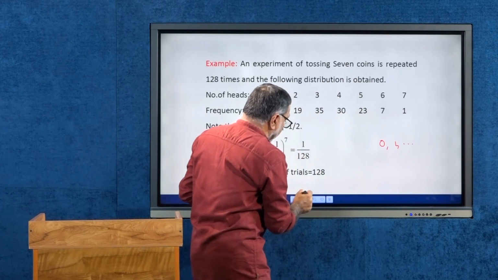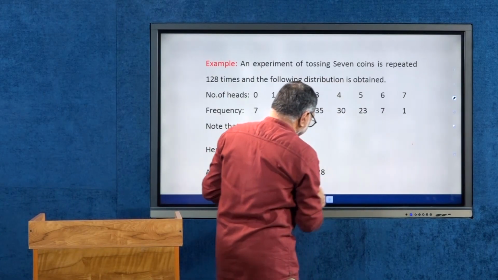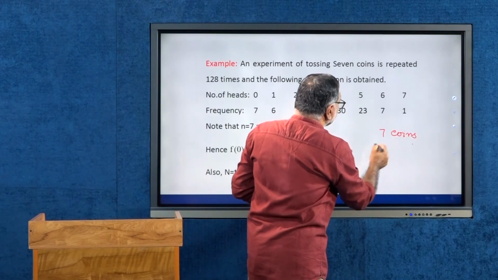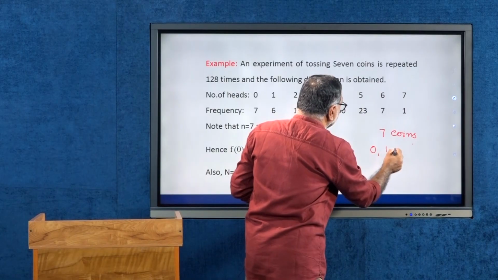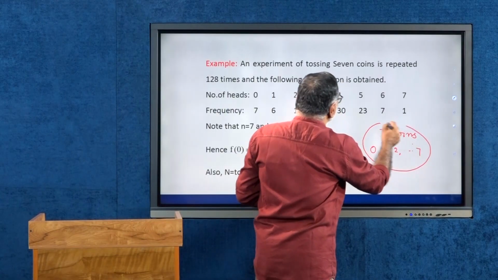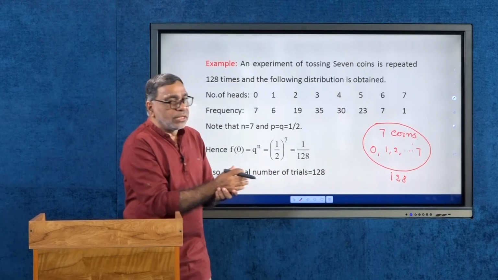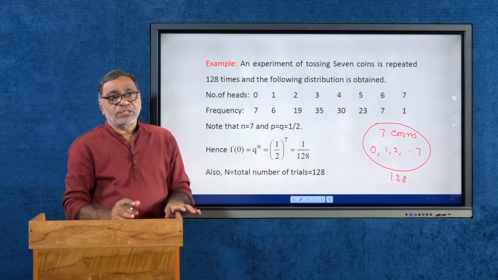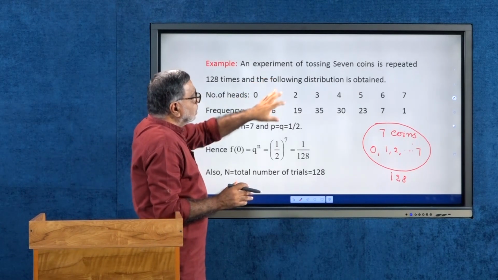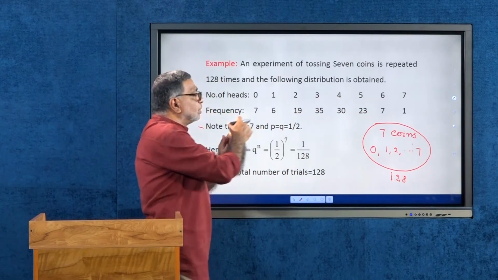Seven coins are tossed here, so there may be 0 heads, 1 head, 2 heads, etc., up to 7 heads, and this experiment is repeated 128 times. Out of these 128 experiments, you classify the experiments in which there are 0 heads, 1 head, 2 heads, 3 heads, etc., up to 7 heads. And suppose this is given to you.